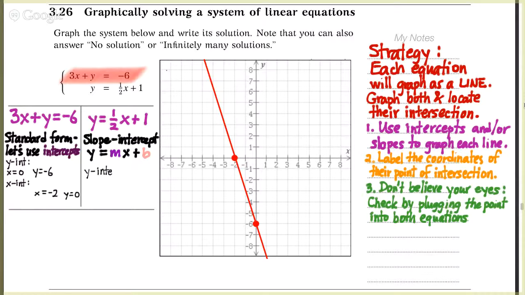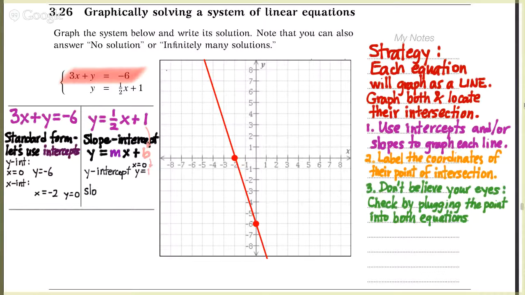This allows us to, first of all, identify the y-intercept right off the bat. It's the b in y equals mx plus b. So in this example, that's the constant term. It's the number 1. So the y-intercept of our second line is the point where y is equal to 1 and x is equal to 0.